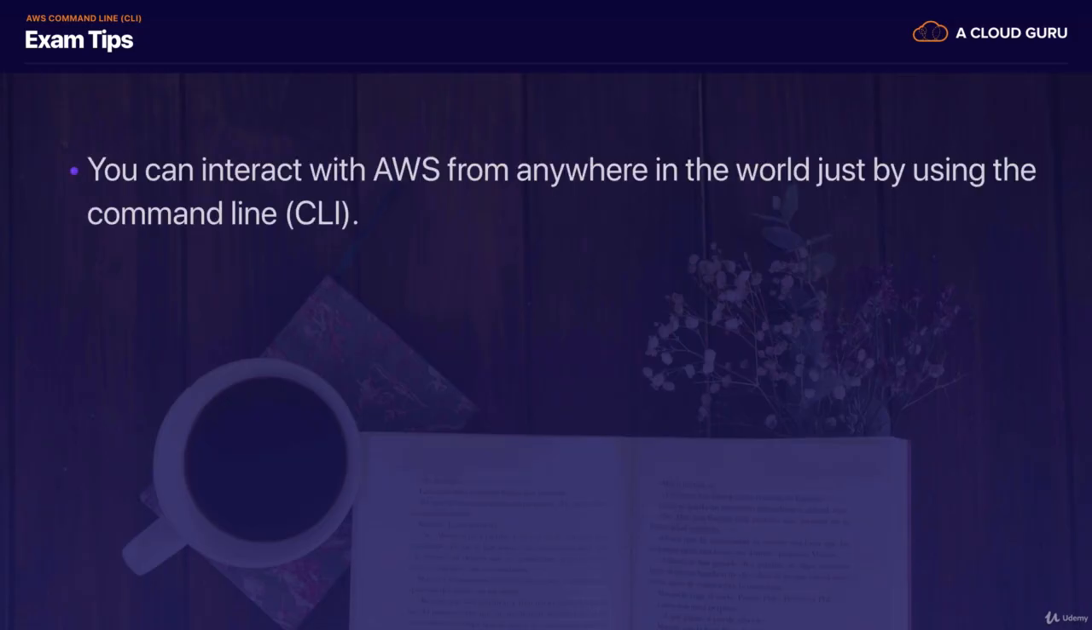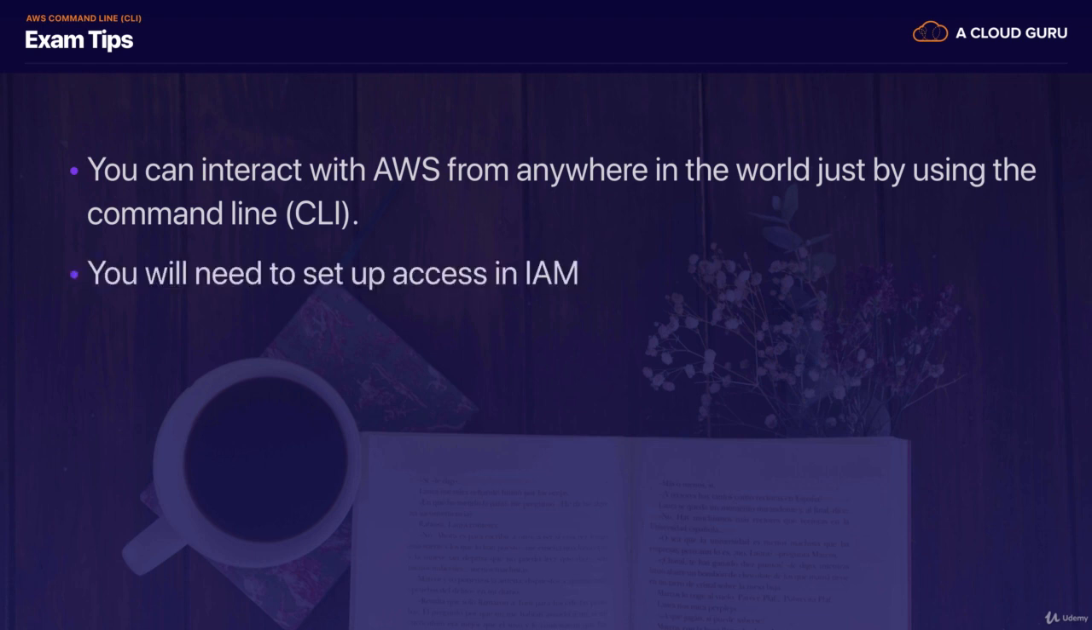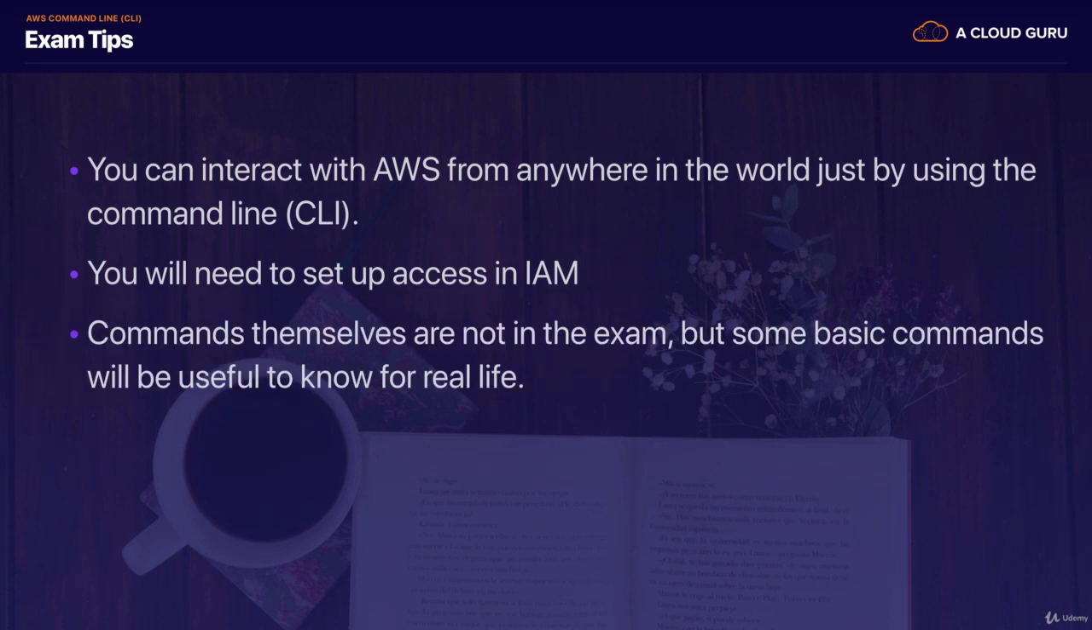So what have we learned? We've learned that you can interact with AWS from anywhere in the world just by using the command line, and you will need to set up access in Identity and Access Management. So we set up our user, we put our user into a group, and then we applied administrator access policies to that group, which of course the user inherits. The commands themselves are not in the exams, but some basic commands will be useful to know for real life. Just like what we learned, aws s3 ls or aws s3 mb, make bucket, and then the bucket name, things like that. There's lots and lots of documentation on the command line, so go ahead and have a look at it when you get some free time.